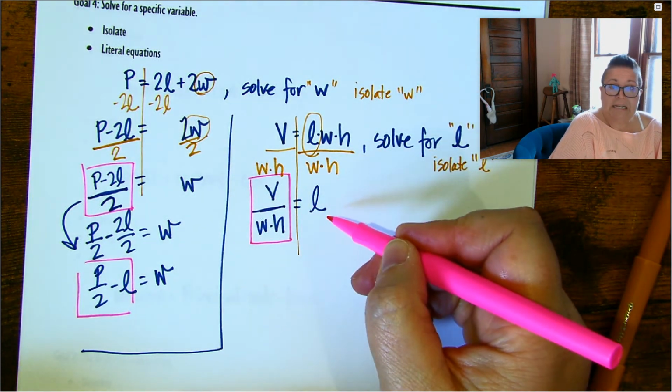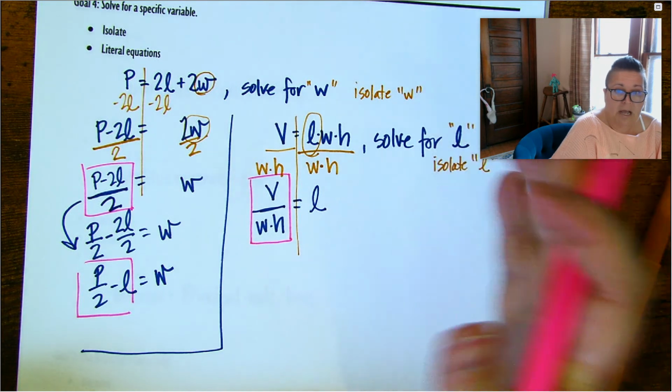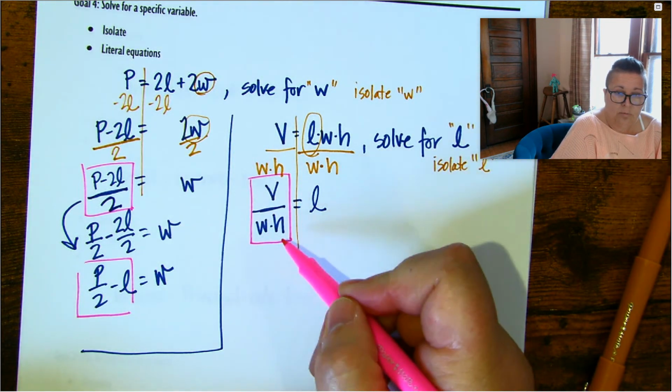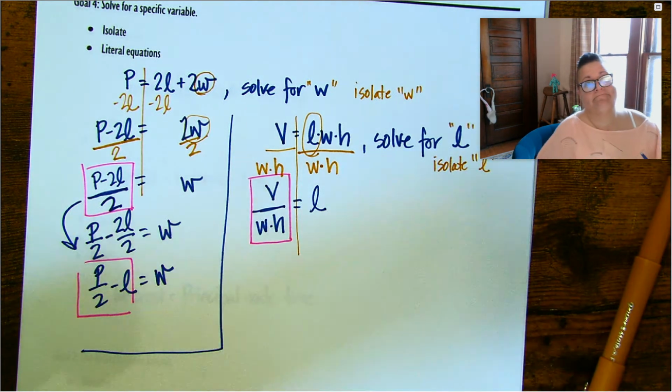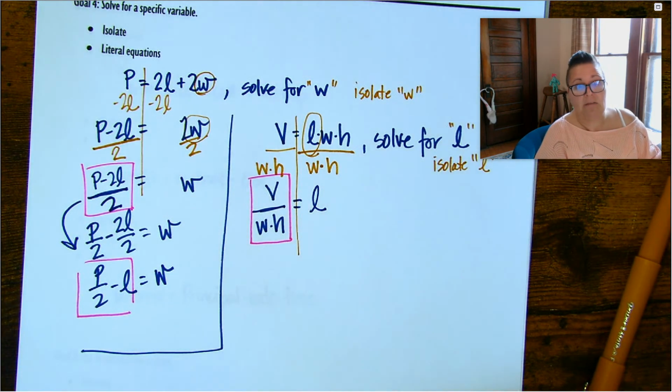The L is isolated. I have moved everything else out of the closet. It's all in the room. It's all together. I'm done. There's not a whole lot else I can do here.